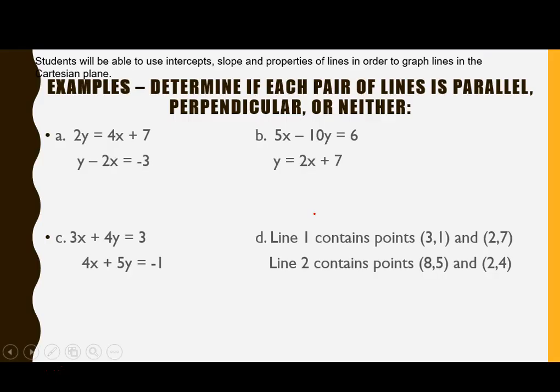Okay, so what I'd like for you to do is try these 4, and then I'll post the answers.